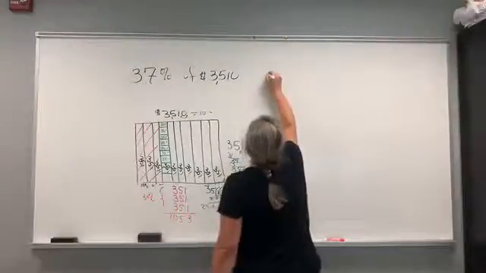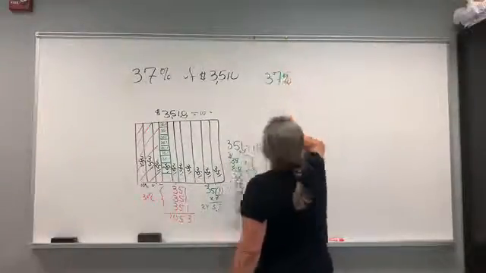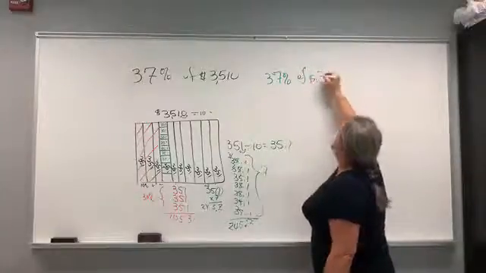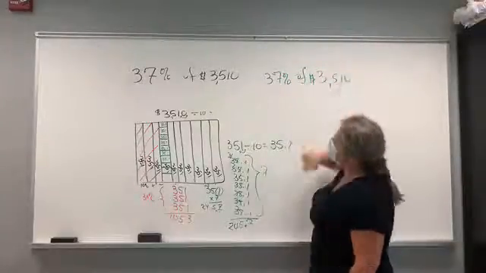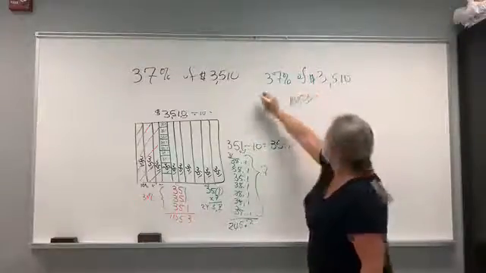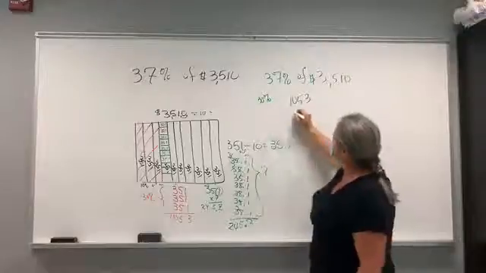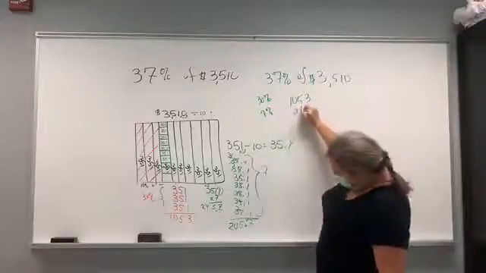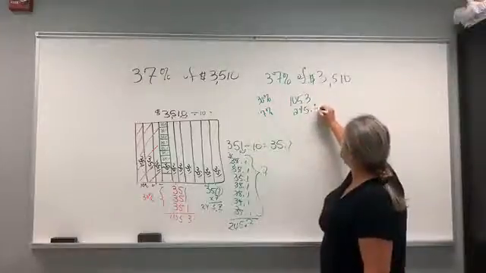So now we want to figure that out. 37% of 3,510. Well, we know 30% of it is 1,053. That's our 30%. We know that 7% of it is 245.7.